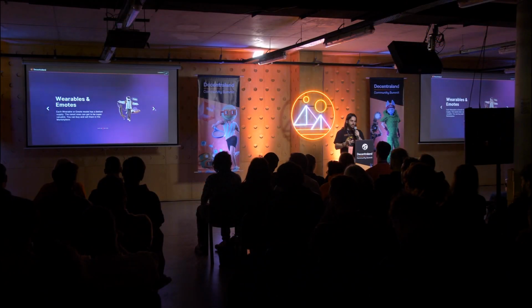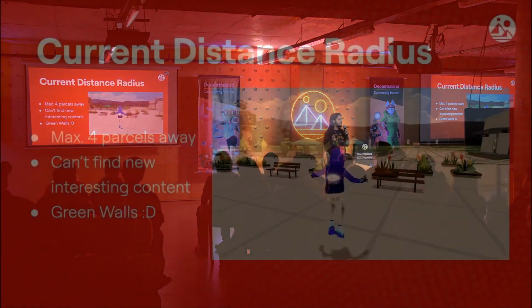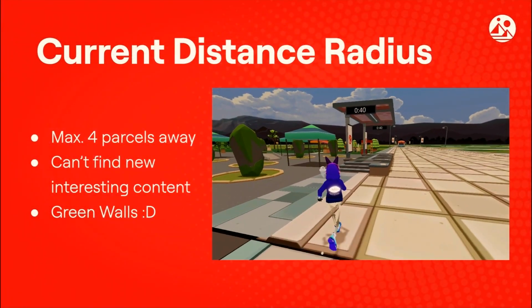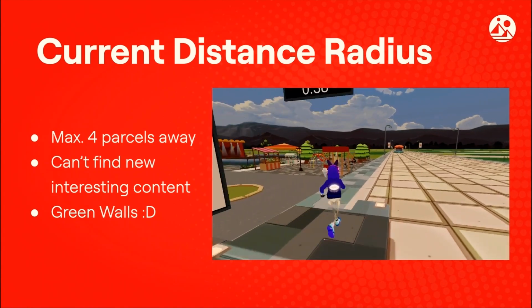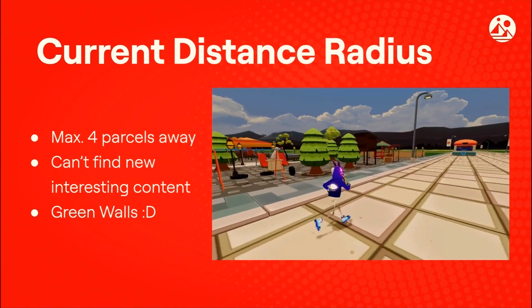And now the real thing, okay? The real thing is about current distance of radius, okay? So this is supposed to be an open world, and we were only able to render about 4 parcels away.